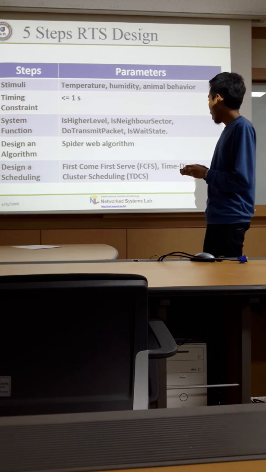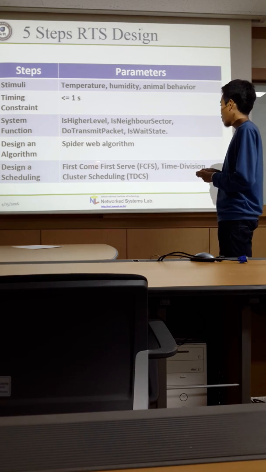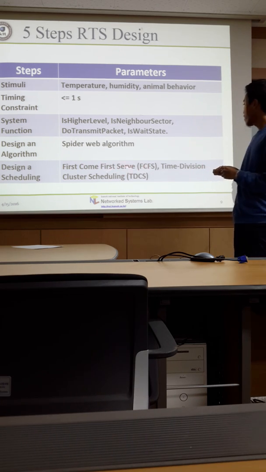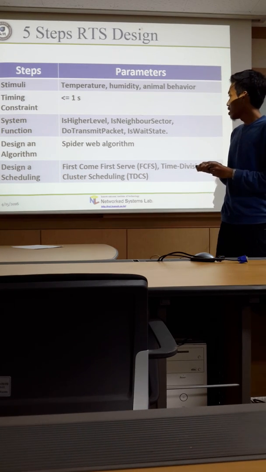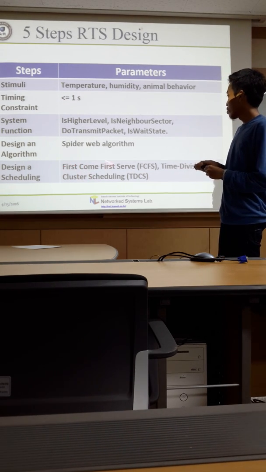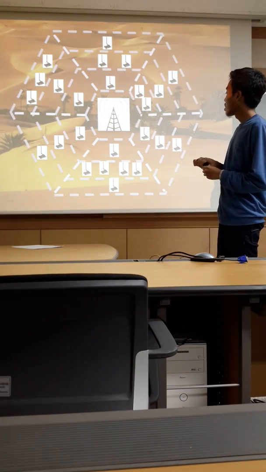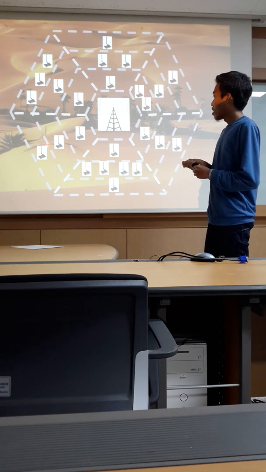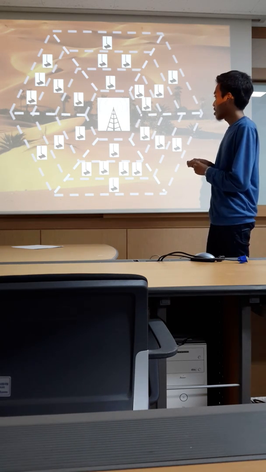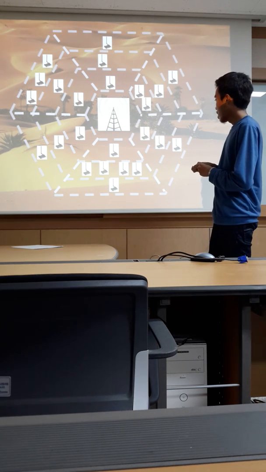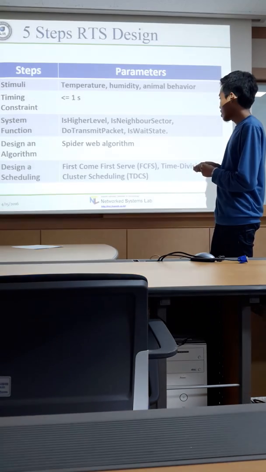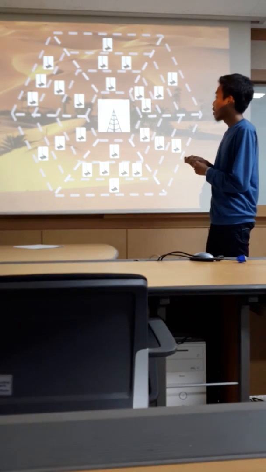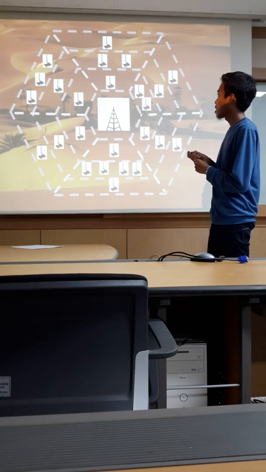And for the design scheduling, I will use 2 kinds of scheduling. The first one is FCFS, first come first serve, and the second one is time division cluster scheduling, TDCS. So the difference between these 2 scheduling is that for FCFS, I can just use that for the field which has only 1 sensor, like this and this and this one. But for TDCS, I can use this for a field which has more than 1 sensor, like this.